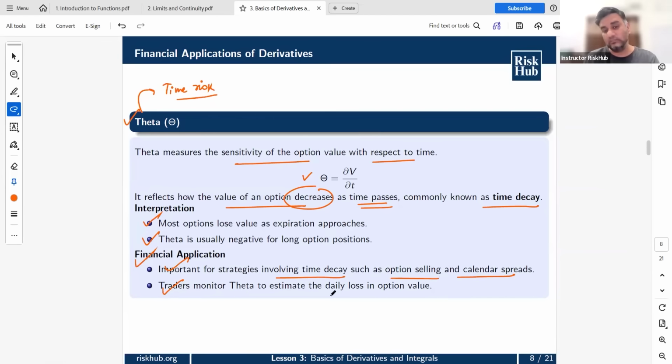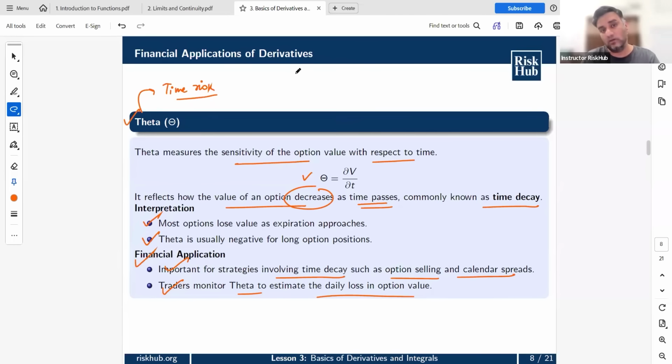Traders monitor theta to estimate the daily loss in option value. And there is a detailed understanding here also. Theta is, let's say, equal to minus 0.25. The option loses about 0.25 rupees per day due to time decay, right? Overall, please understand delta is for price risk, delta V by delta S, gamma is for non-linear price risk, theta is for time decay. A professional options trader manages many kinds of risk, right?